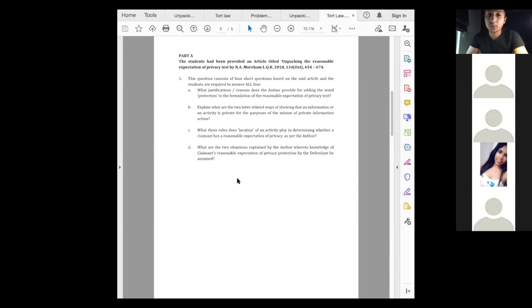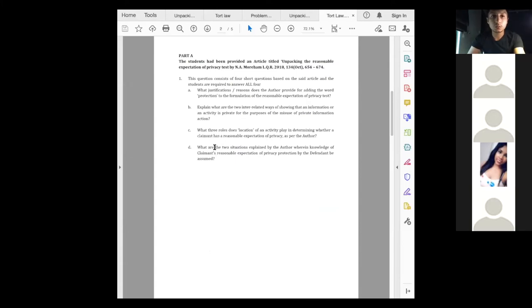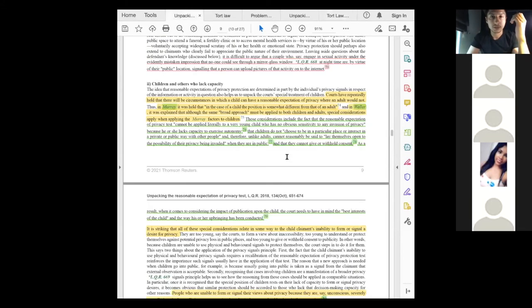The last part of this is, what are the two situations explained by the author wherein knowledge of the claimant's reasonable expectation of privacy protection by the defendant can be assumed? So the assumption of the defendant's knowledge: what are the two situations in which the courts will assume that? This question is similar to the B part. It basically pertains to the two principles, and here is the answer to that question.